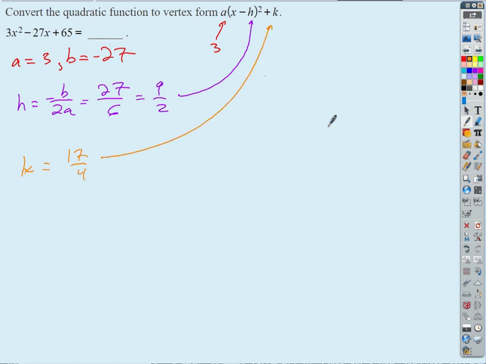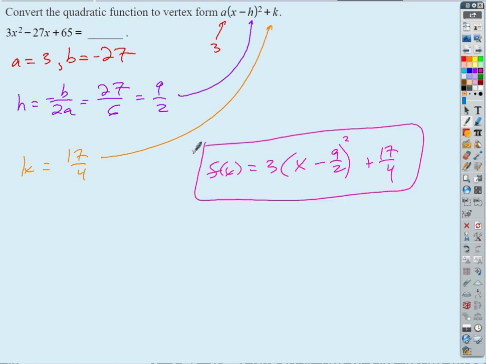So if I plug that in, I just get the result, f of x equals a, which is 3, times x minus h, which was 9/2, quantity squared, plus 17/4. And I'm done. Okay? Well, I'm probably tough doing this. But you get the idea, right? So just, you can use Desmos to make that process a little simpler when you're dealing with fractions. Okay?